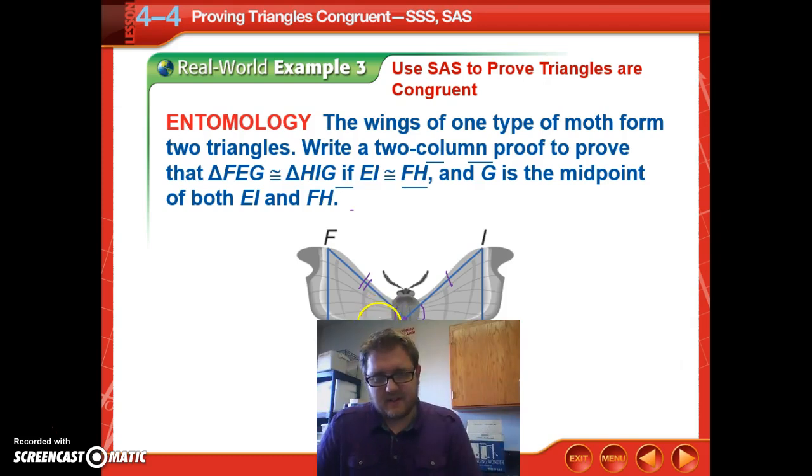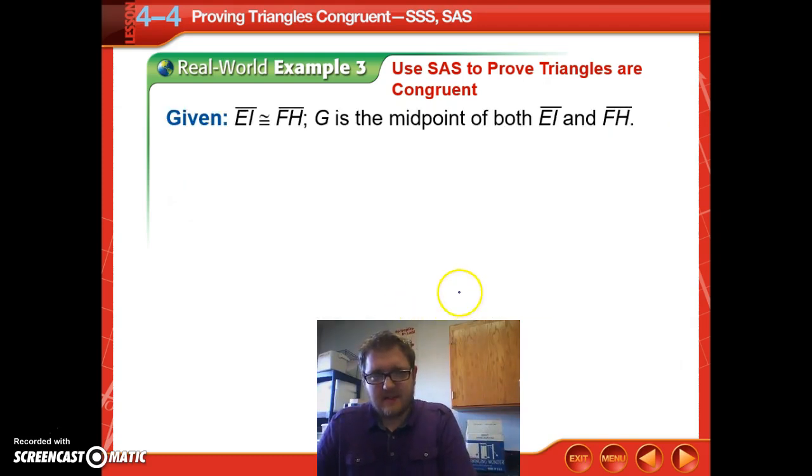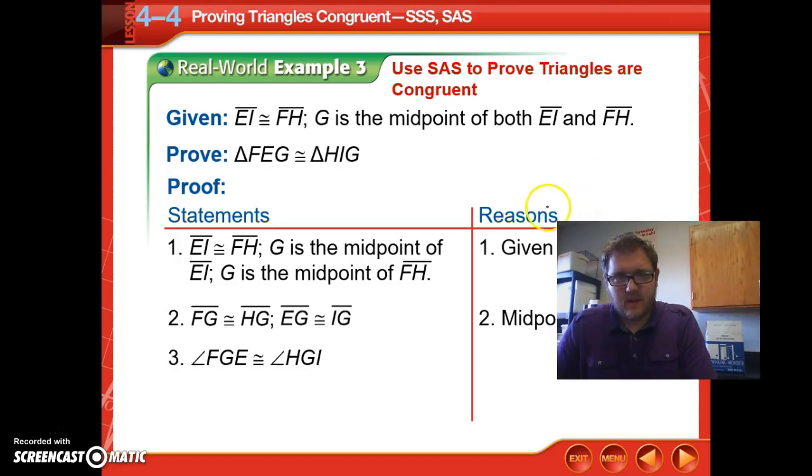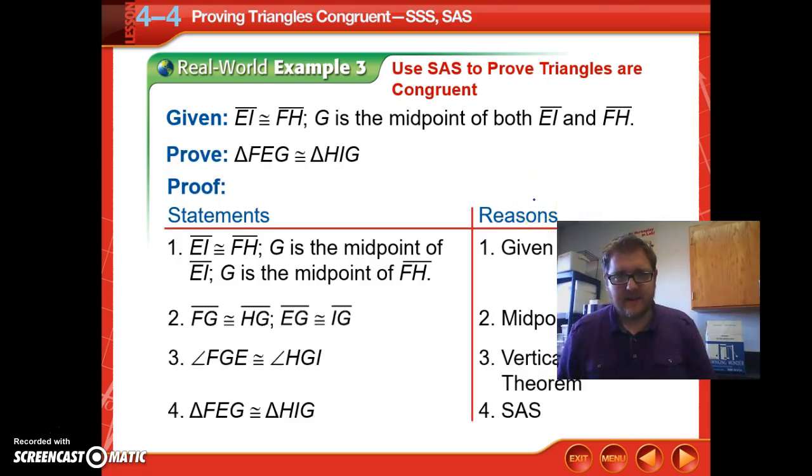Again, we're given that G is the midpoint of those two line segments, and we know that EI is congruent to FH. So we used our midpoint theorem to say that FG is congruent to HG and EG is congruent to IG. I drew those hash marks on the triangles. And then we just used vertical angle theorem. Once we had all that information, we could use side angle side to prove that those two triangles are indeed congruent.